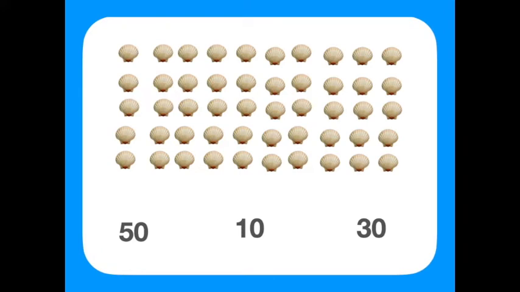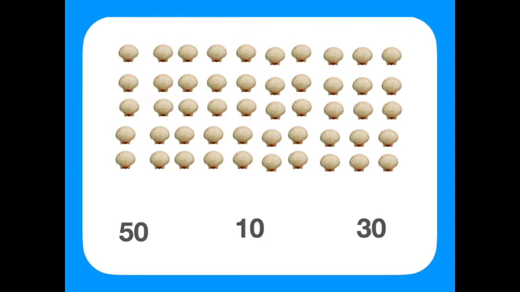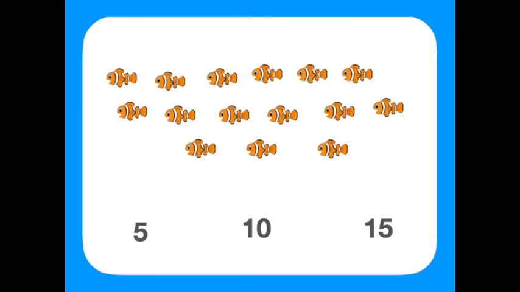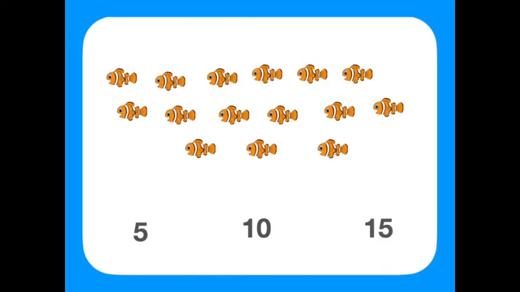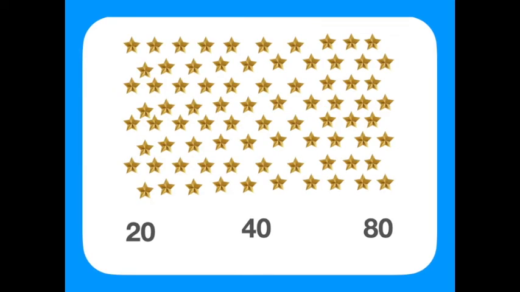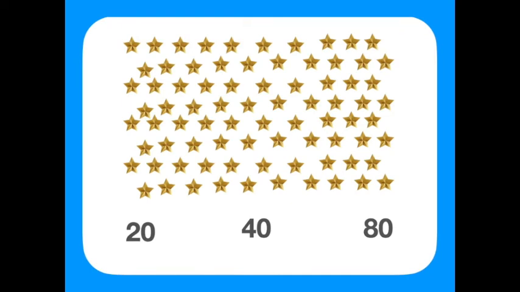Seashells. Make an estimate. How many do you think there are? 50, 10, or 30 seashells? This is 50 seashells. Okay, let's go to the next one. Fish. Make an estimate. Do you think there are 5, 10, or 15 fish? Let's go to the next. Stars, gold stars. So how many do you think there are? Make an estimate. 20, 40, or 80? Stars. Okay, moving on to the next.